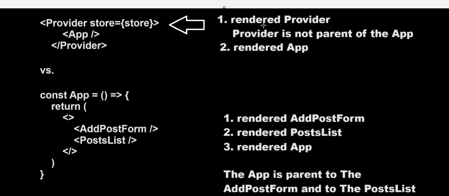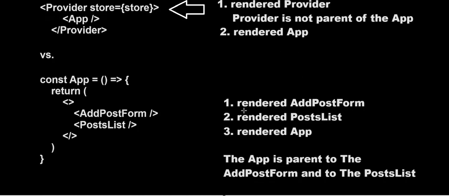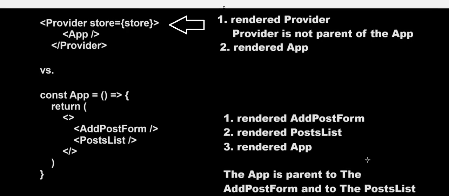And on the right side, first rendered is provider, second rendered is app. And down, first rendered is AddPostForm, second rendered is PostList, and after that rendered is app. The app is a parent to the AddPostForm and the PostList. In the app syntax, app is not a child, but it is syntax for order of processing. First process provider, and second app. After that, app.